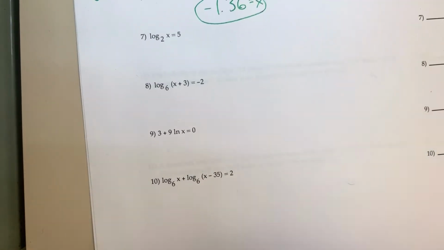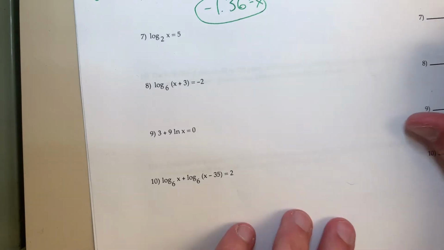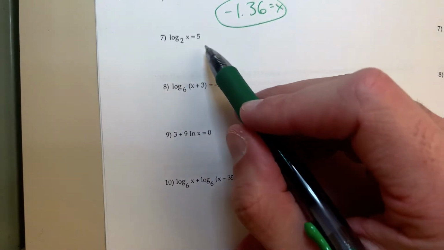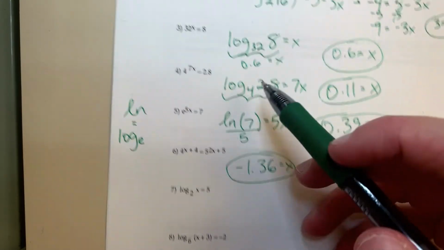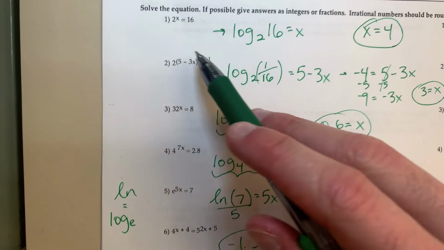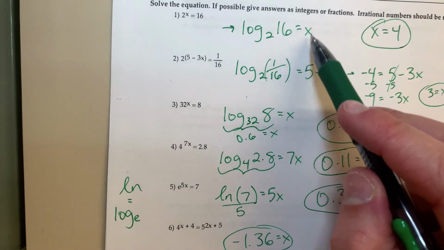7 through 10 here on the front. We are now going the other way. I have a logarithmic equation, and I am going to solve. But again, notice where the x's are. When I converted these to a logarithm, my x's were my exponent. So my x ended up being over here.